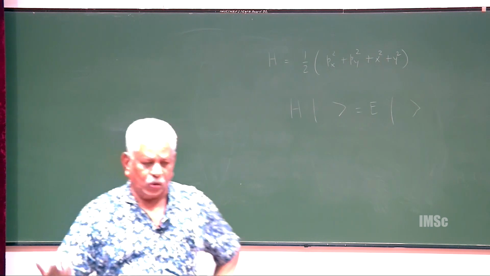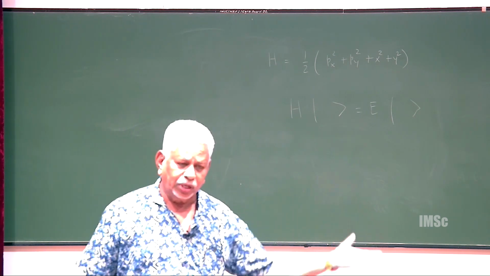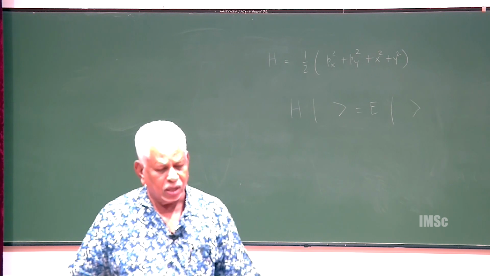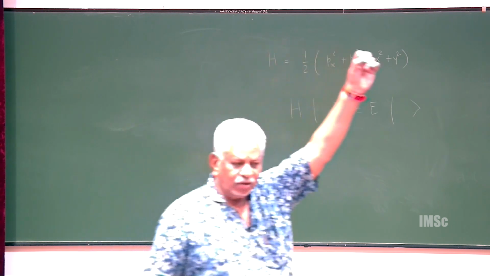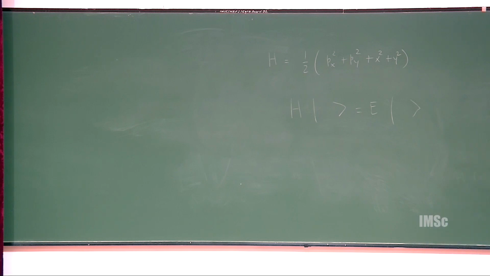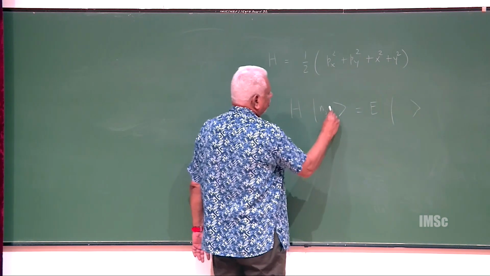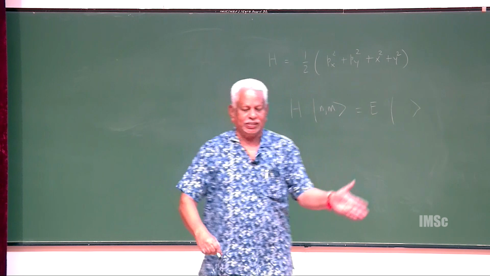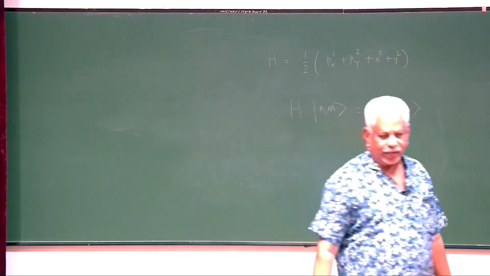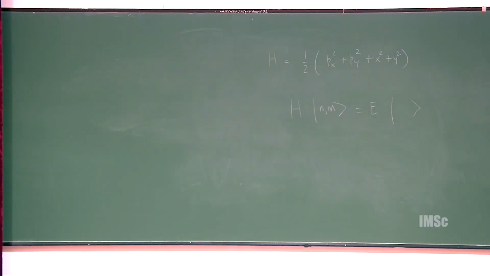It is simply adding one more, right? Whatever you did with x will happen for y. So x has a set of eigenvalues given by n plus half. Now y will have another number; instead of calling it n, you call it m. So the general state is going to be labeled by 2 numbers, n comma m: one for x, one for y.